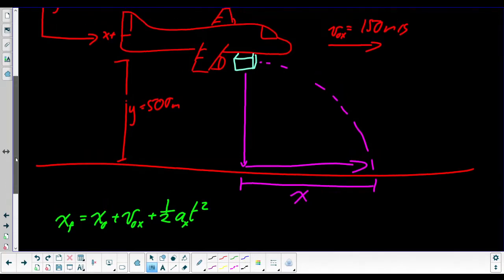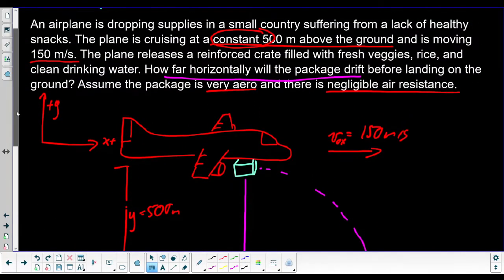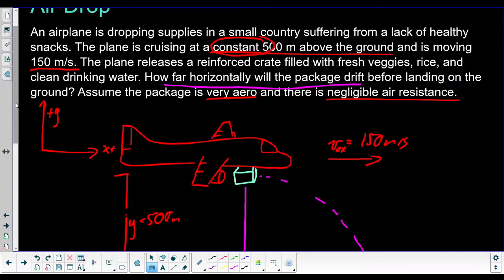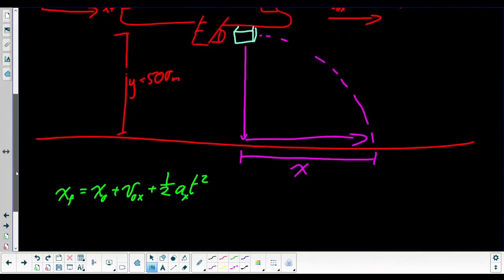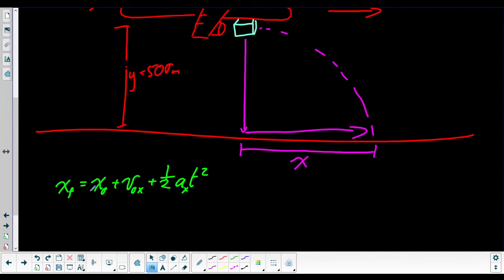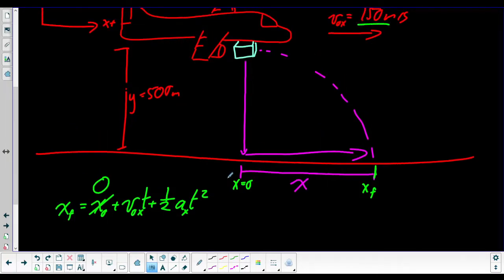So it doesn't really give us a starting point, right? It doesn't say the plane is over this thing, then it releases the box. It just says it drops the box, how far does it go? So I'm going to go ahead and say that our initial displacement is 0, and wherever it's released from, this is x equals 0. And then we want to know x final, this position right here. Our initial velocity in the x direction is this 150 right there.